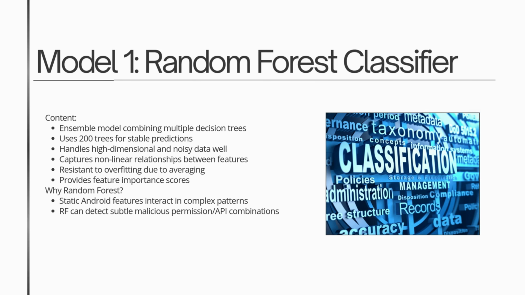The random forest model. The random forest model was chosen because it handles high dimensional data well and does not require feature scaling. It uses an ensemble of decision trees, in this case 200 trees, to learn nonlinear patterns. A major advantage of random forest is feature importance, which helps interpret which permissions or manifest attributes contribute most to the malware detection.